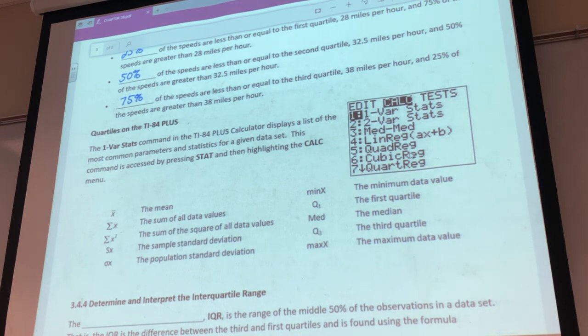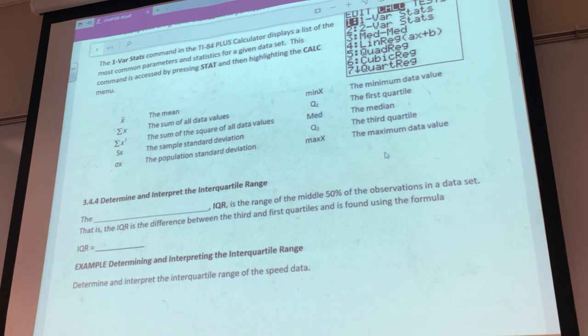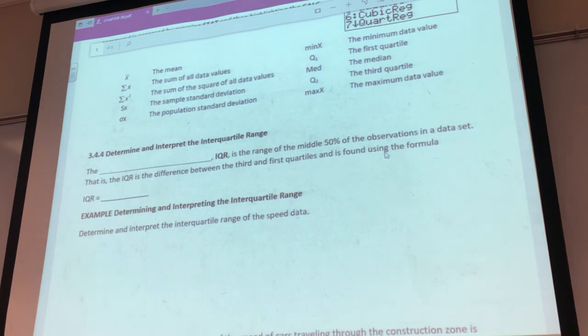Once you've done that, the next thing we're going to talk about is the interquartile range, which they abbreviate IQR. The way they interpret that is it's the range of the middle 50% of the observations in the data set. So they have the formula down here that we're going to write in. But this one won't be given to you on a test because it's going to be something that you can probably get at yourself.